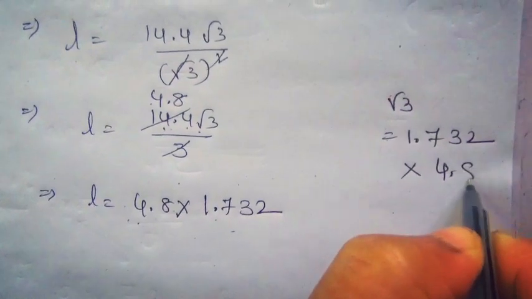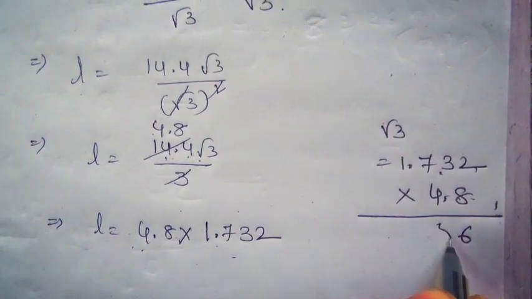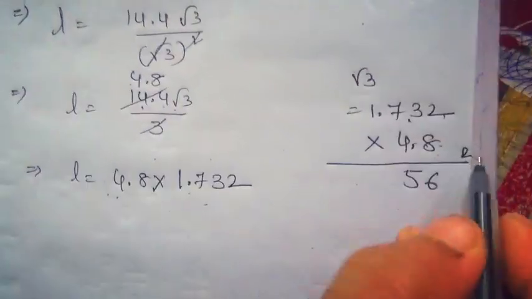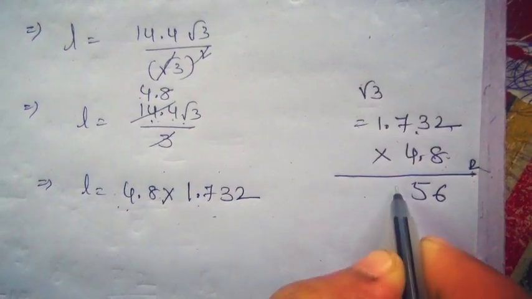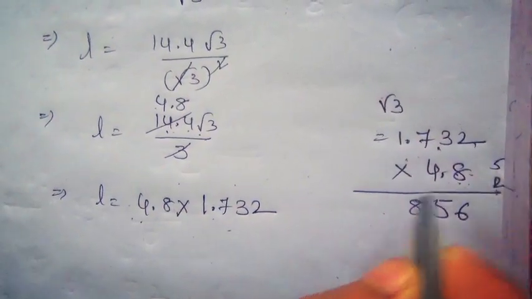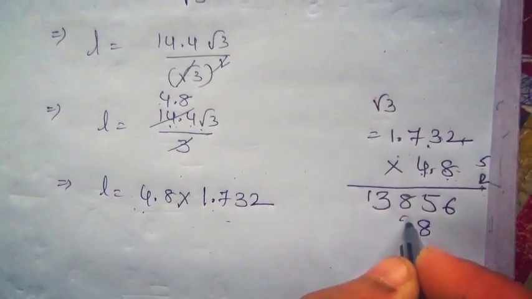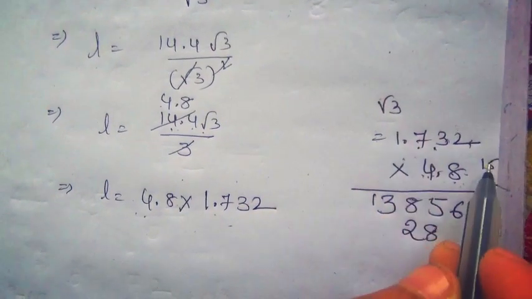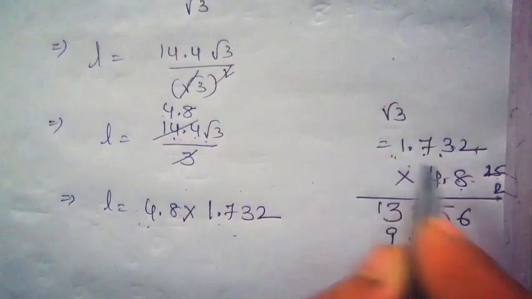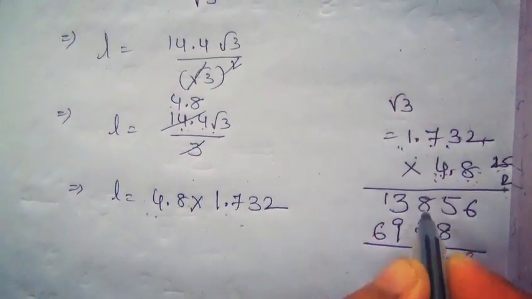Look at here, 4.8. 8 twos are 16, 1. 8 threes are 24, plus 1 is 25. 2 is there here. 7 eights are 56, plus 2 is 58. 8 ones are 8, 8 plus 5 is 13. Then 4 twos are 8. 4 threes are 12, plus 1. 4 sevens are 28, plus 1 is 29. 2 is there here. 4 twos, 4 ones are 4. 4 plus 2 is 6. So 6, 3, 1 is there.